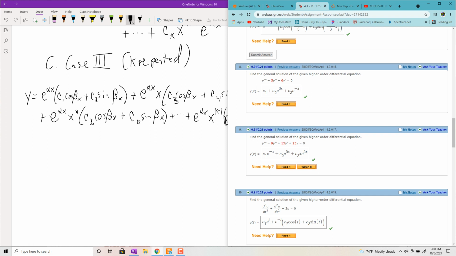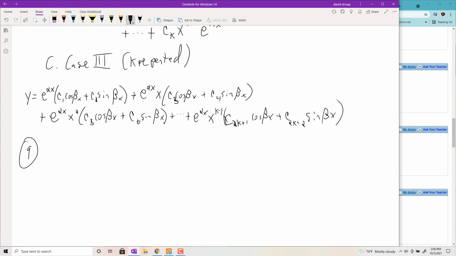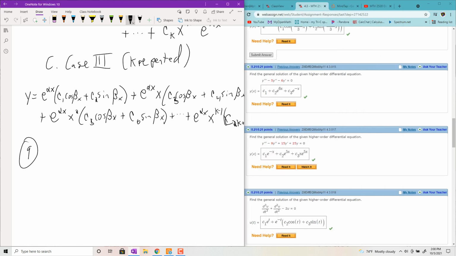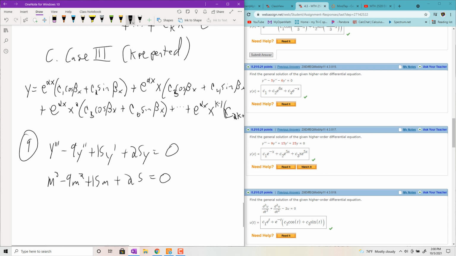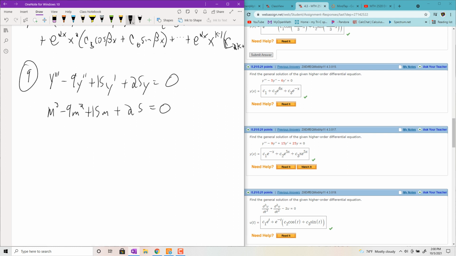So higher order ones, all right, number 9, let's take a look at that one. We have y triple prime minus 9y double prime plus 15y prime plus 25y equals 0. Auxiliary equation: m cubed minus 9m squared plus 15m plus 25 is 0. Generally, what I have to do is long division or synthetic division. So I'll guess at a root, like maybe it's 2. If you plug in 2 and it equals 0, then it's a root, right?